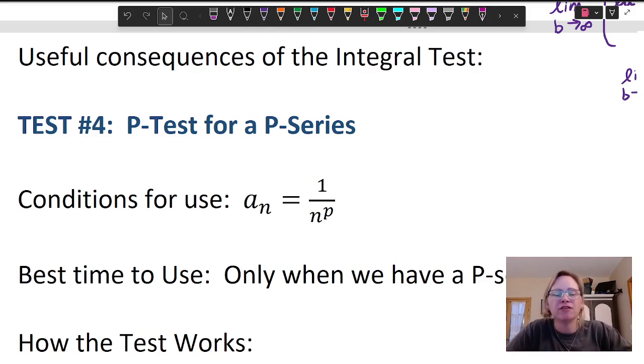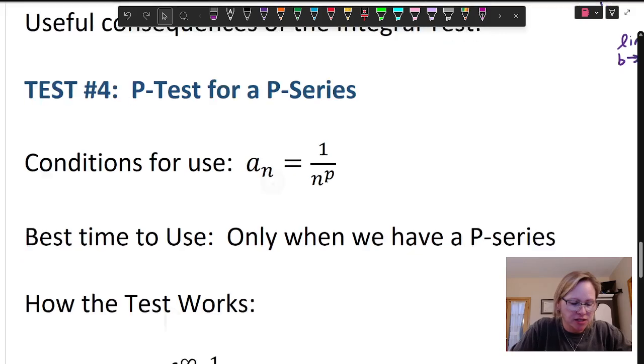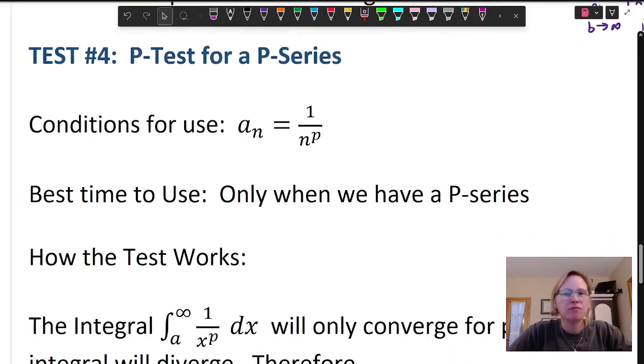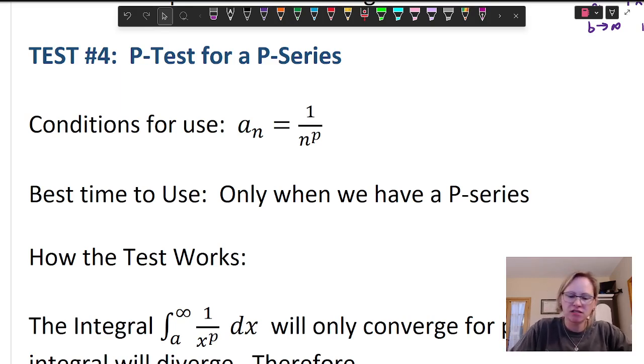Welcome back to another video, and in this video we are going to talk about a test that comes directly from the integral test, and it's called a p-series test, and it's actually really short and sweet and very easy to use. So let's talk a little bit about when we use it and what we need. So the p-test or the p-series test is used only when our series looks like this form.